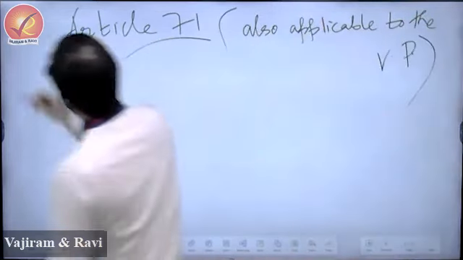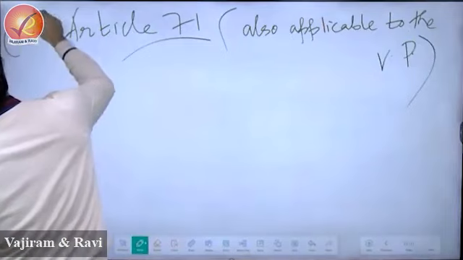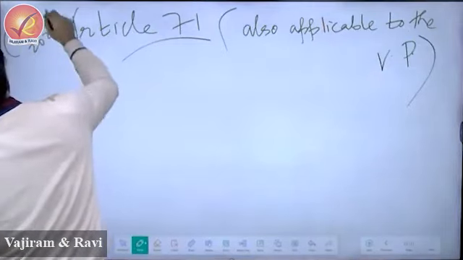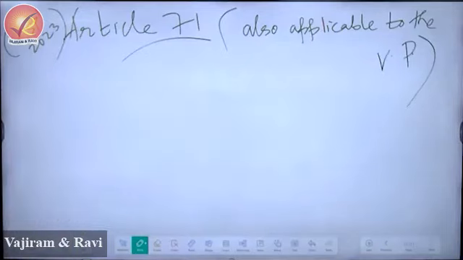Very important. CSP 2023. What is CSP? A new source? Yeah, Civil Services Prelims. Article 71. First point is very simple. First clause. Election disputes. Election disputes, quickly. Election disputes of P and VP.